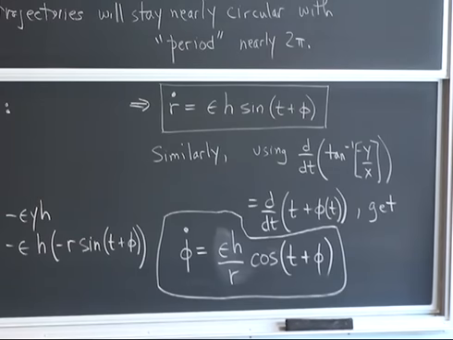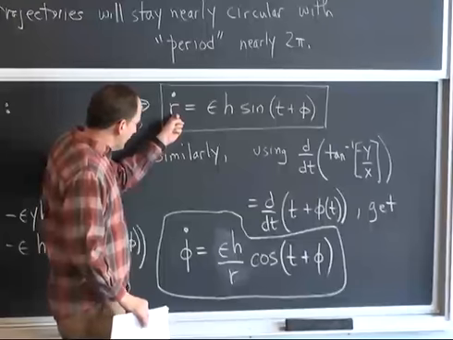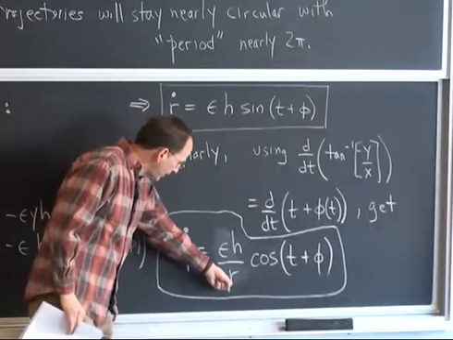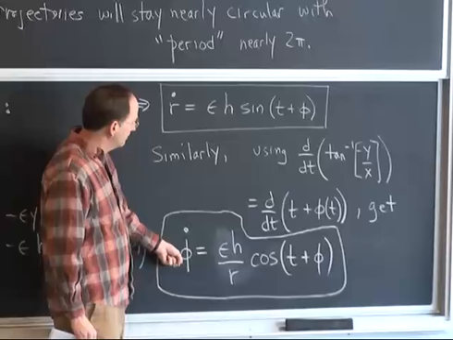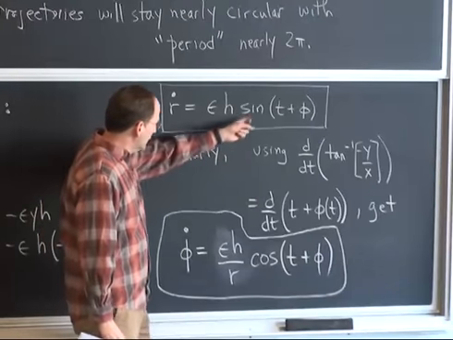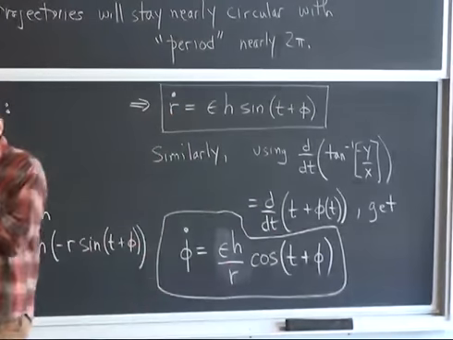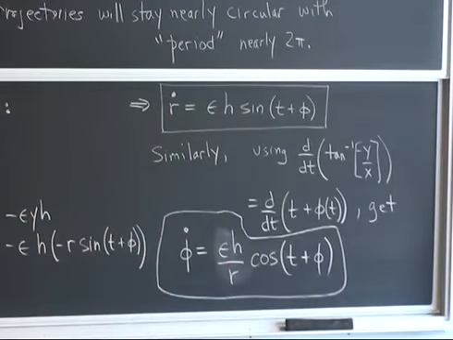Nice, it's kind of symmetrical in a way. That is, the r dot equation is very analogous to if we did r times phi dot. The only difference being that this has a sine and that has a cosine. Are there any questions so far? Okay, so we have those equations.